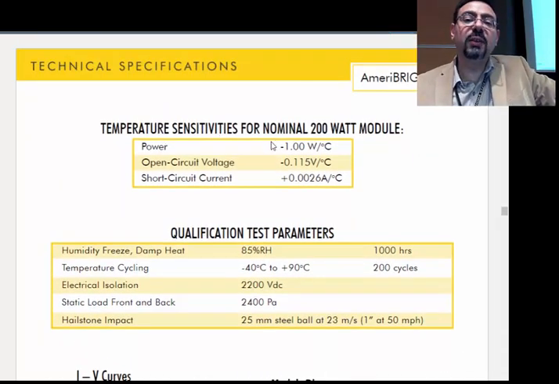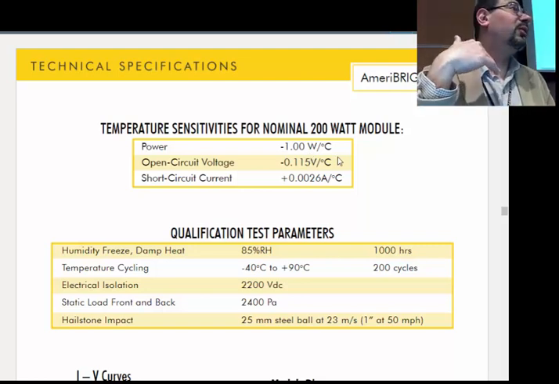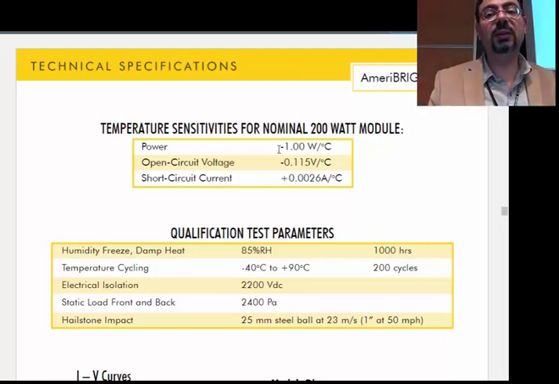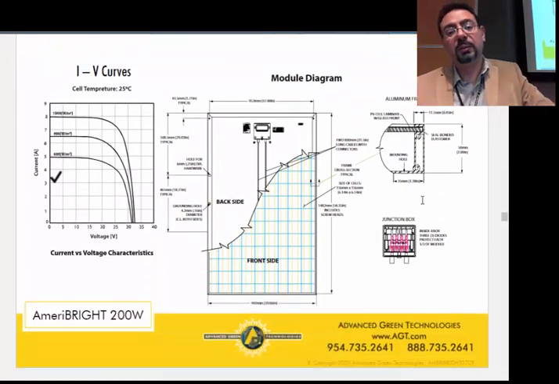So, temperature sensitivity for a 200 watt module. Look at this, the power drops by some watts per degree C. So if you make it hotter, it will not deliver that power. This is the penalty for the power output.